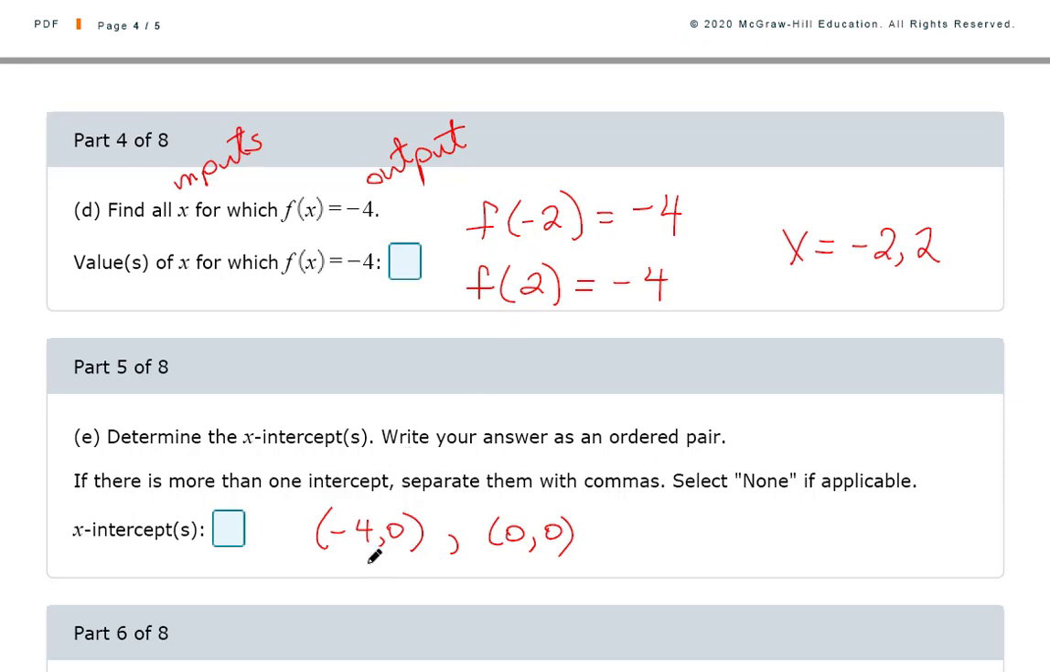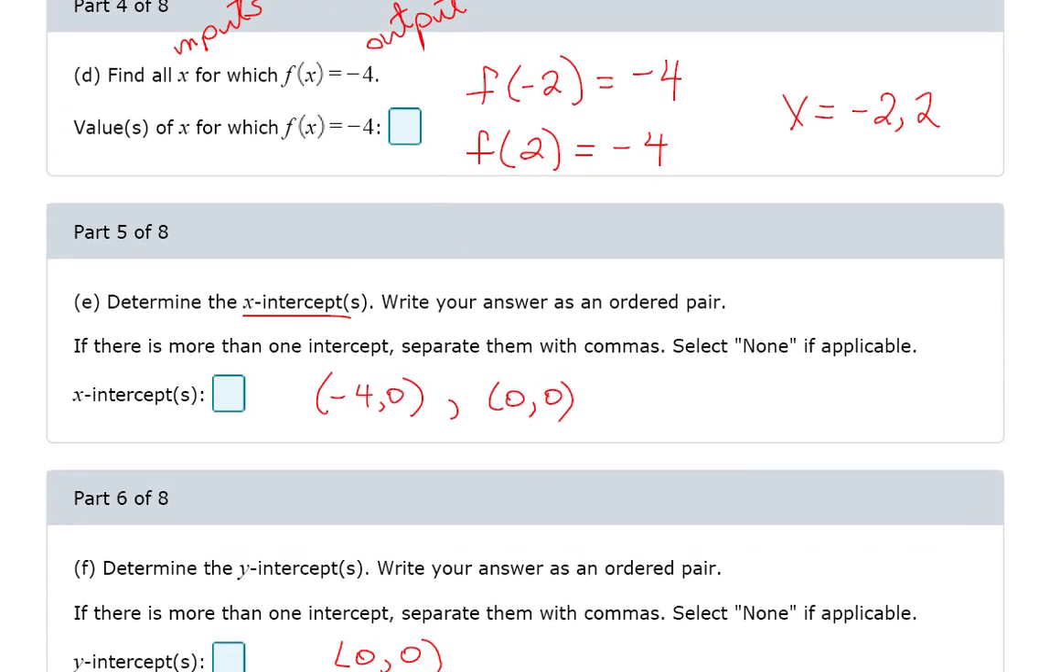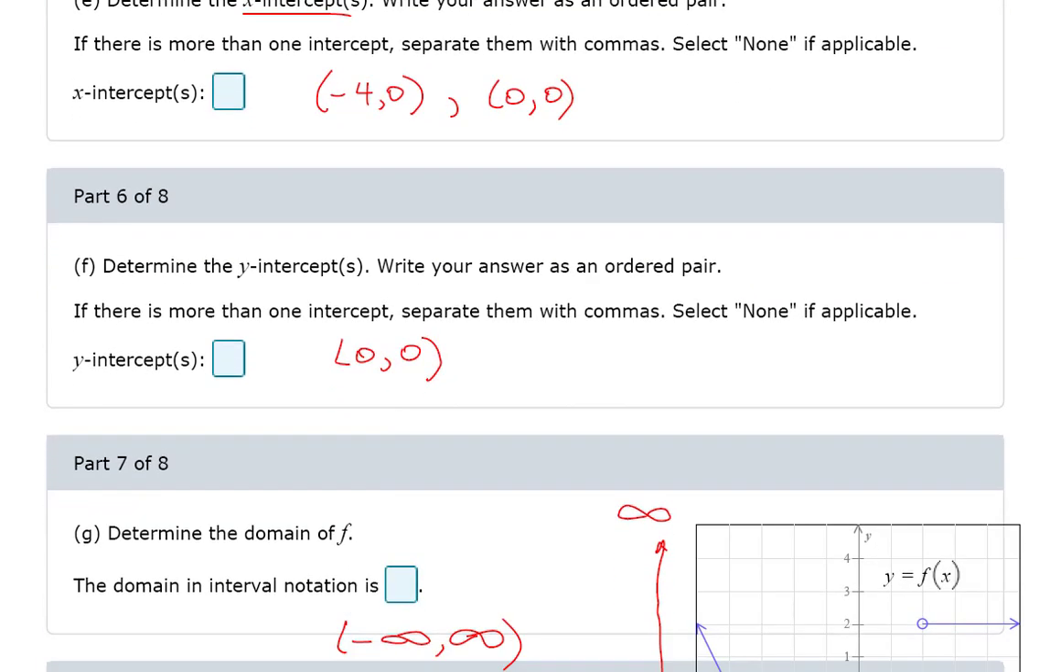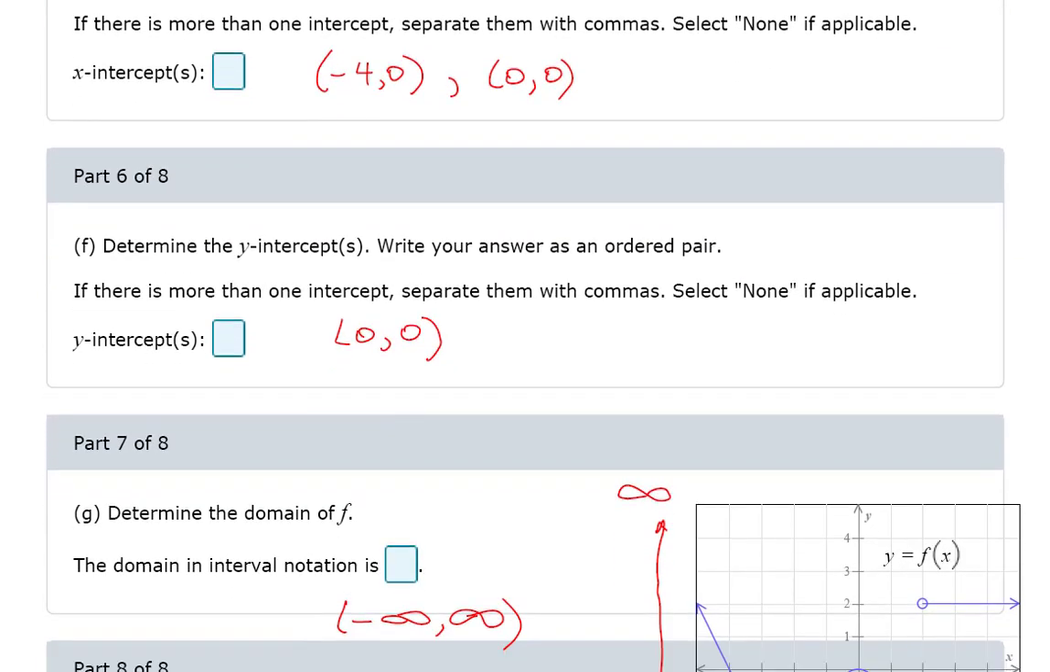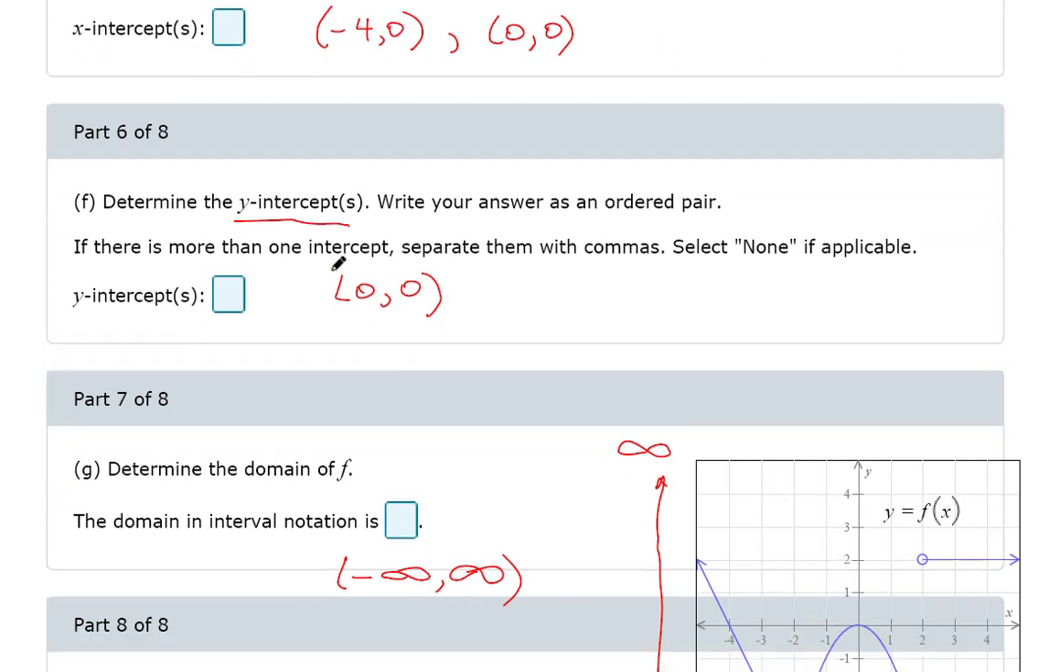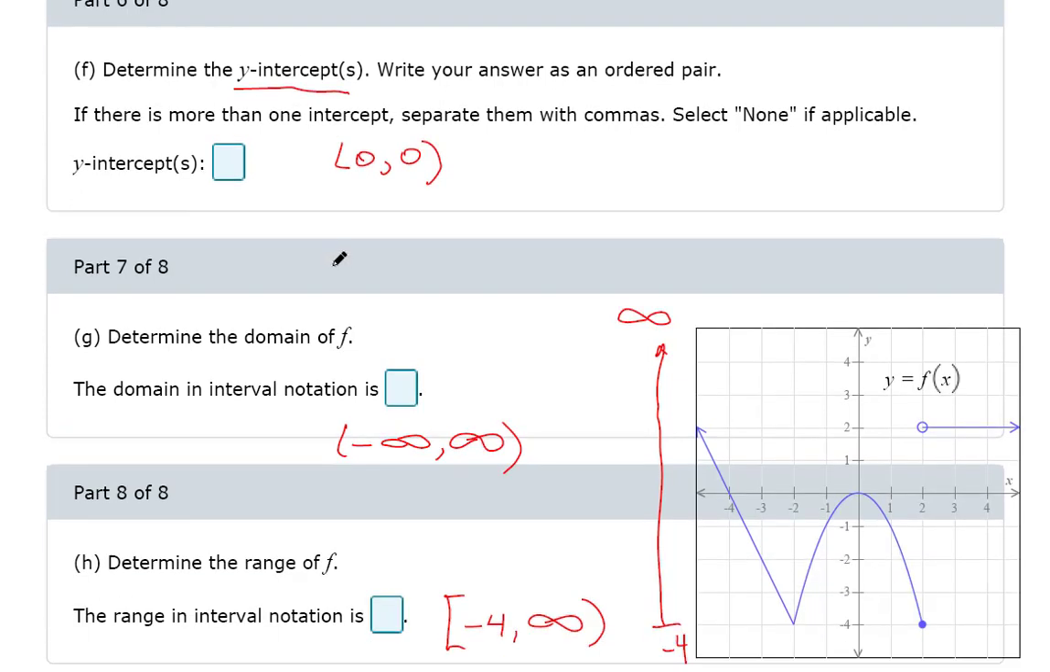In part 5, we're looking for the x-intercepts. Where does the graph cross the x-axis? Well, we already noted where those were at. Part 6, determine the y-intercept. That's where the graph touches the y-axis. Well, let's look here. We can see from this graph, the y-intercept, the place it touches, is at (0, 0).